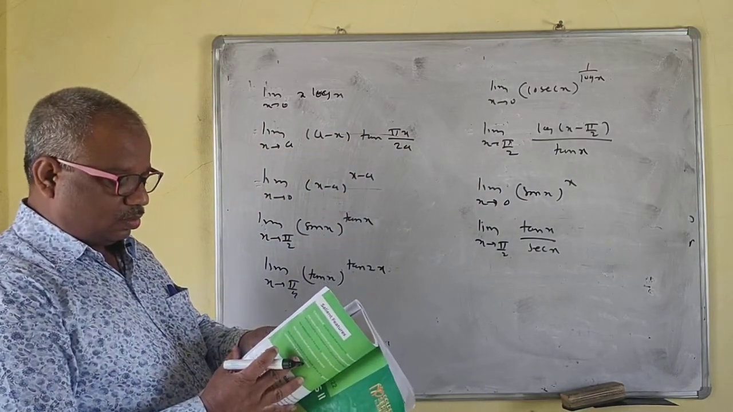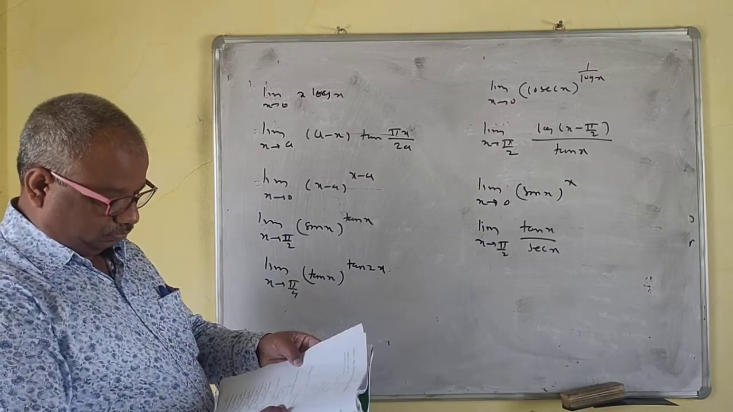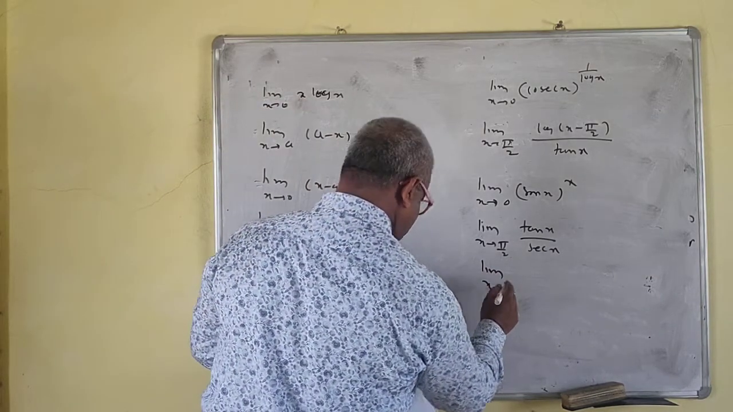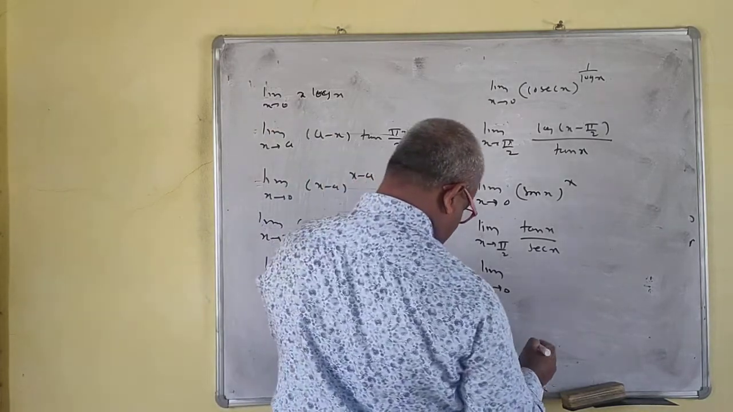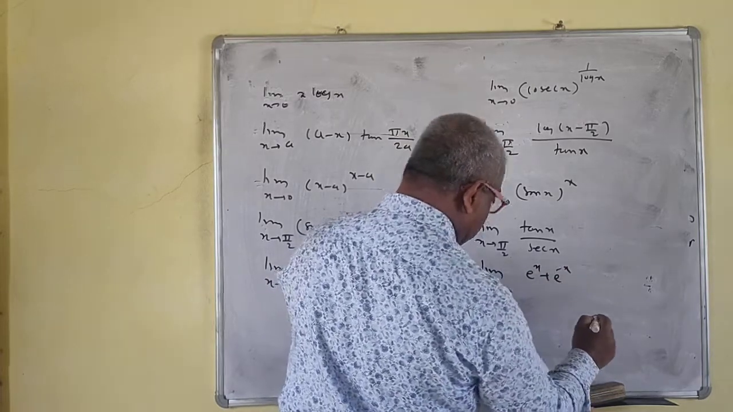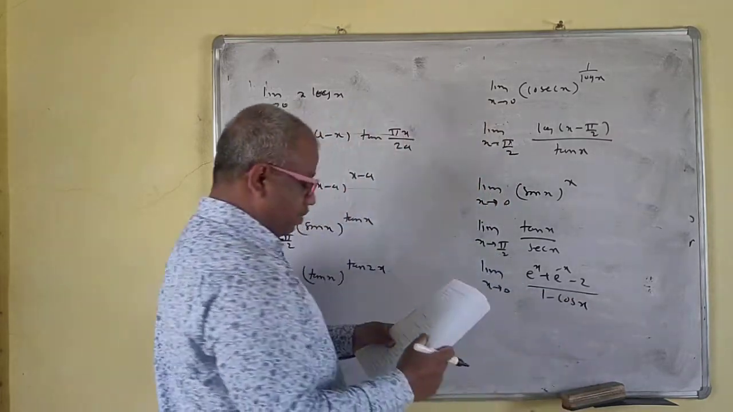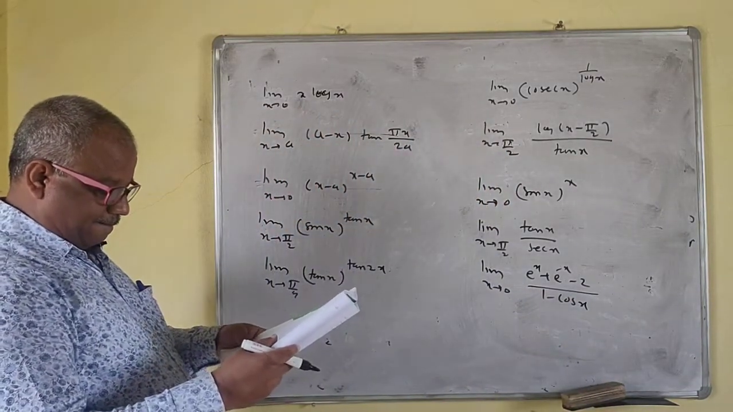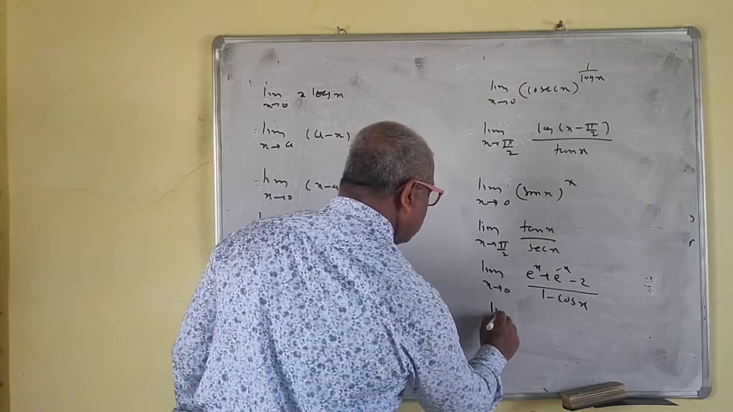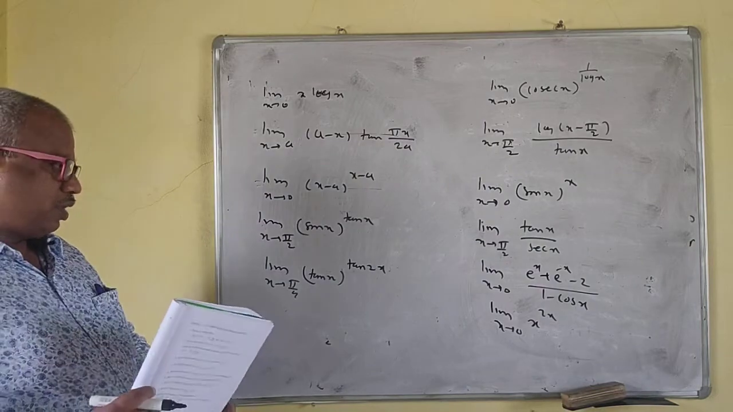This is a problem for exercise, you can do this. Limit x tends to 0, e raised to x plus e raised to minus x minus 2 upon 1 minus cos x. Limit x tends to 0, x to the power 2x.